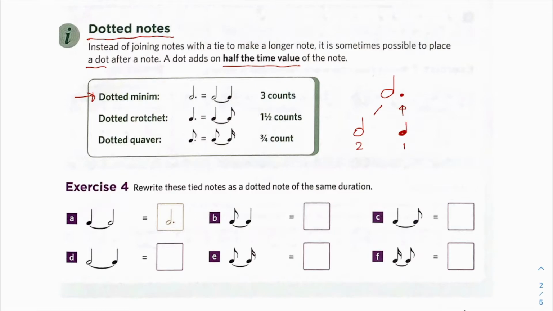So a dotted minim is the same as a minim plus a crotchet. So 2 plus 1 equals 3 counts.